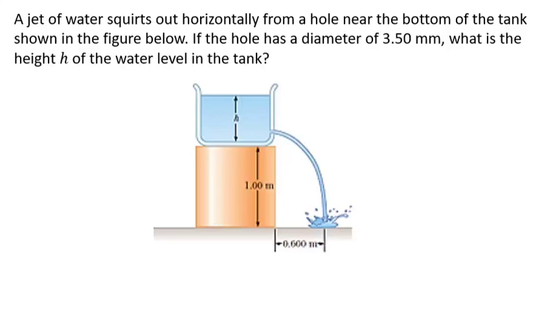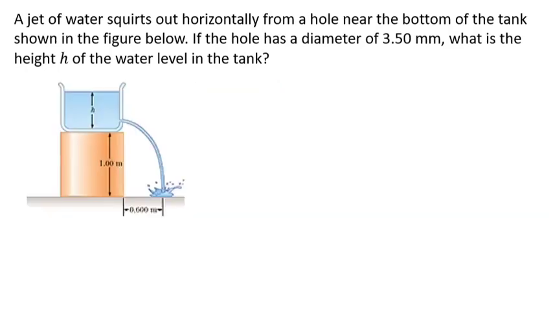Hi guys, so we have this question on fluid mechanics which reads, a jet of water squirts out horizontally from a hole near the bottom of the tank shown in the figure below. The hole has a diameter of 3.5 millimeters. What is the height h of the water level of the tank? So this is the illustration of the diagram that we have.